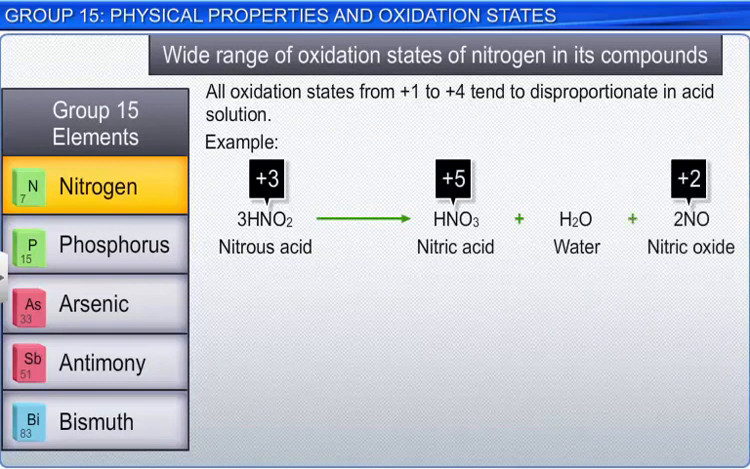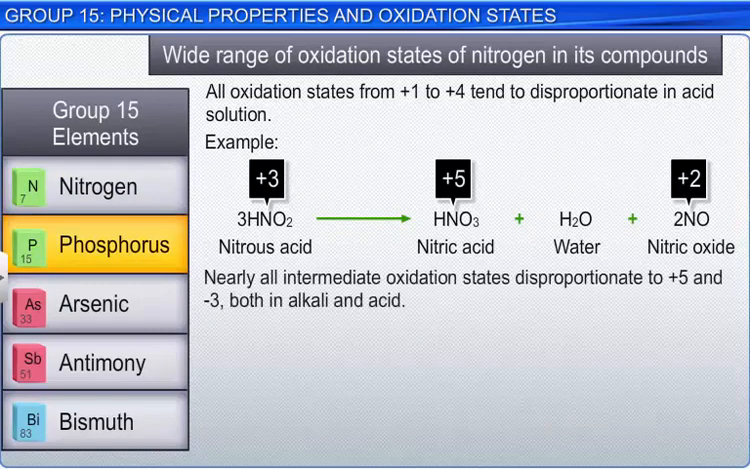Similarly, in case of phosphorus, nearly all intermediate oxidation states disproportionate into +5 and -3, both in alkali and acid. For example, phosphorus acid tends to disproportionate into phosphoric acid and phosphine, as shown in the equation here.